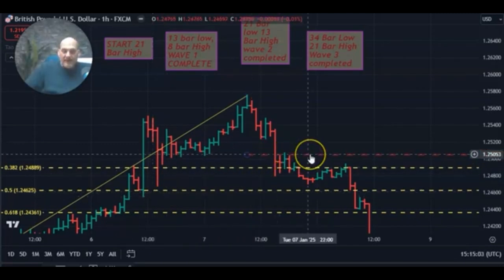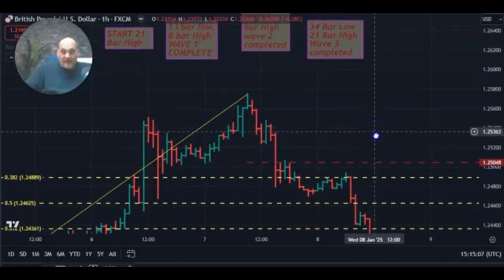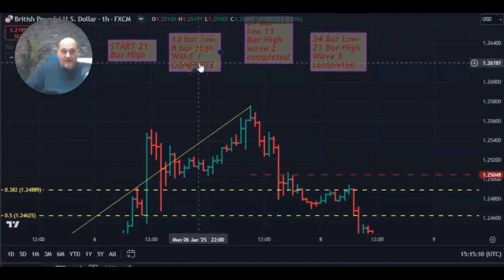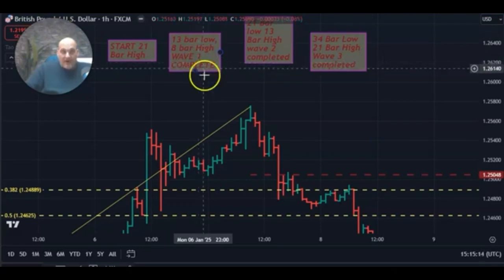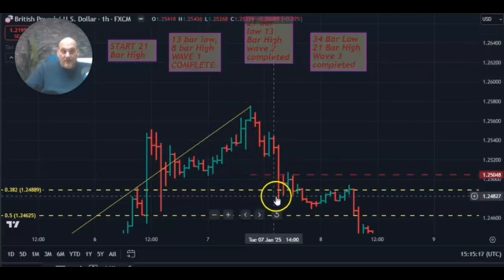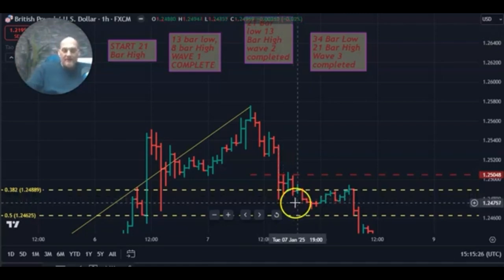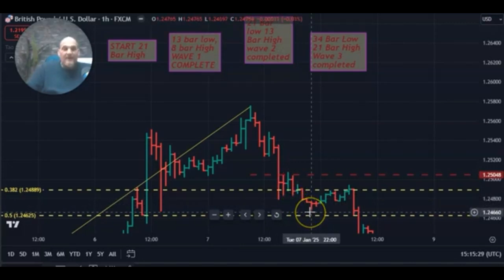So we have this potential break here. Now what am I looking for? Well, I'm looking for the second part of the sequence, a 13 bar low, followed by an 8 bar high. Well, I have a potential 13 bar low here, but is there an 8 bar high following it? No. So the marketplace basically traded down to here. That becomes my new 13 bar low. It has to be followed by an 8 bar high.